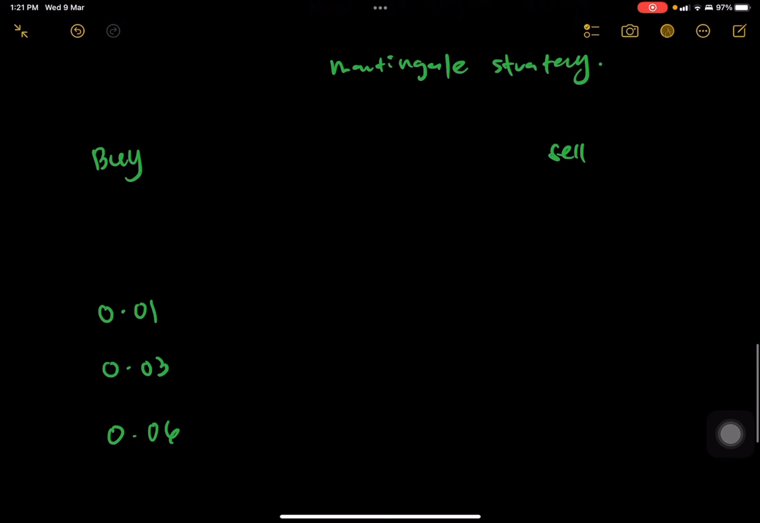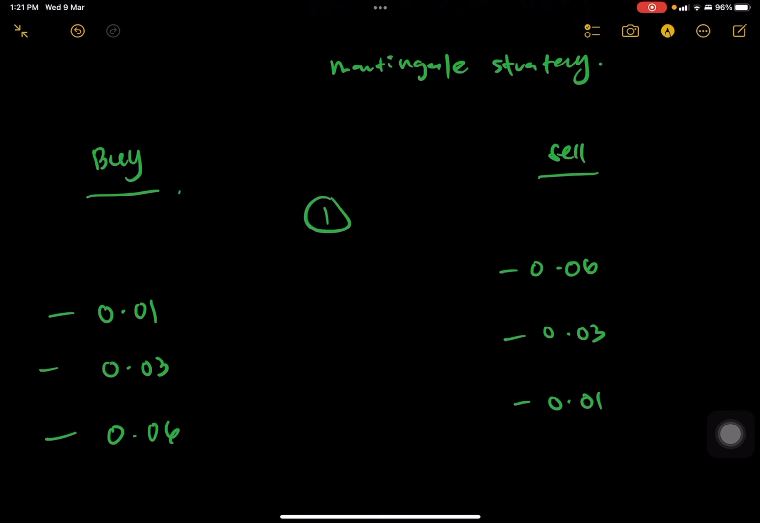Okay, for sell setup, your first entry must be the lowest. Let's say for sell setup, first entry is 0.01. If price goes higher, you can enter 0.03, and if it goes even higher, you can enter 0.06. Okay, so don't place big orders at one place. Make sure you split your orders to 3 or 4 places.